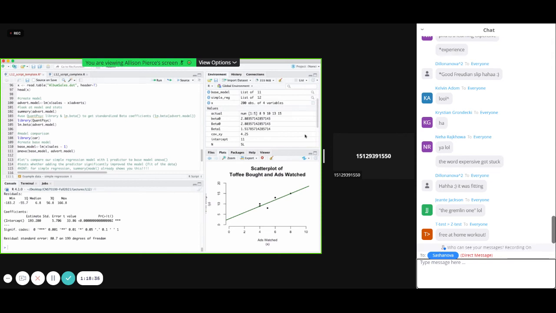What's happening there? Yeah, I have no idea. I think someone's mic maybe was on.